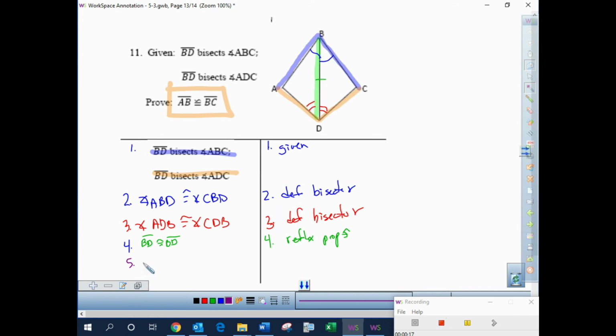So triangle, name the first one whatever you want. How about ABD? Whatever. But the second one has to be put in corresponding order. A corresponds with C, B corresponds with B, and D corresponds with D. And why were those two triangles congruent? Angle, side, angle congruence theorem.